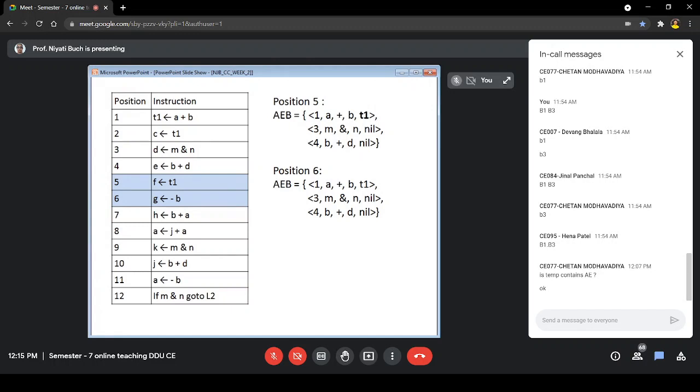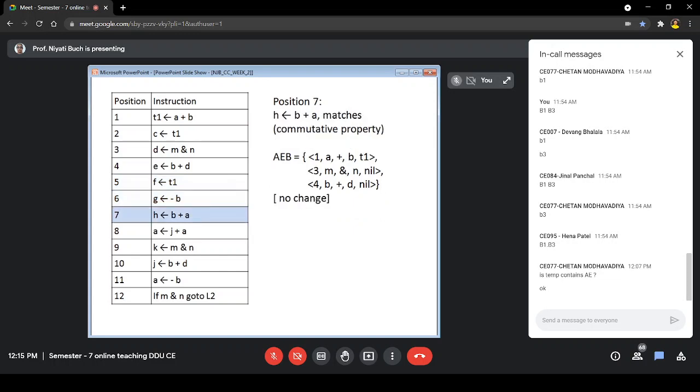Now let us discuss position number 6. What do we have in position number 6? We have an instruction wherein we have a unary operator, unary minus, applied to B, and the answer is stored in G. So this is not a binary operation, it is not an expression containing a binary operator, so our AEB will remain unchanged. We will not add any quintuple over here. Now I'm moving to the next instruction, that is instruction number 7.